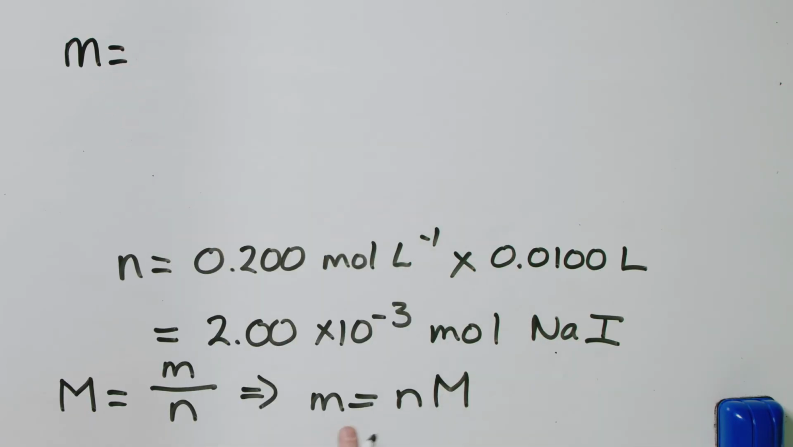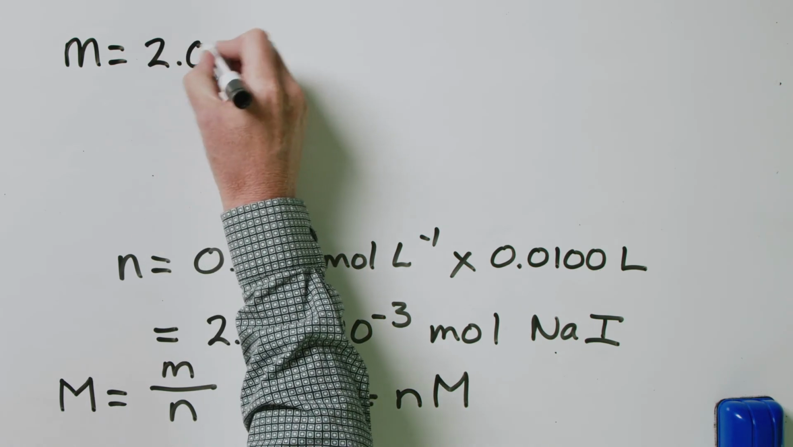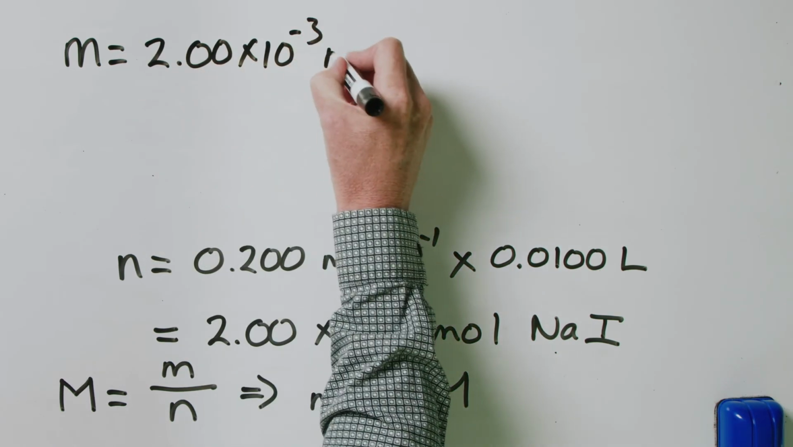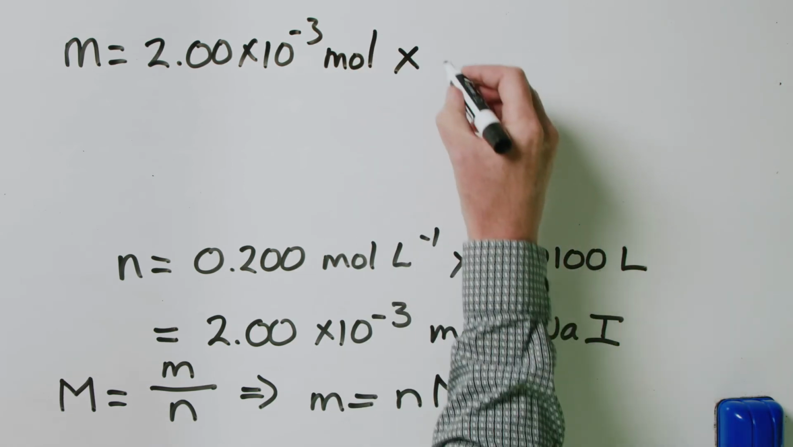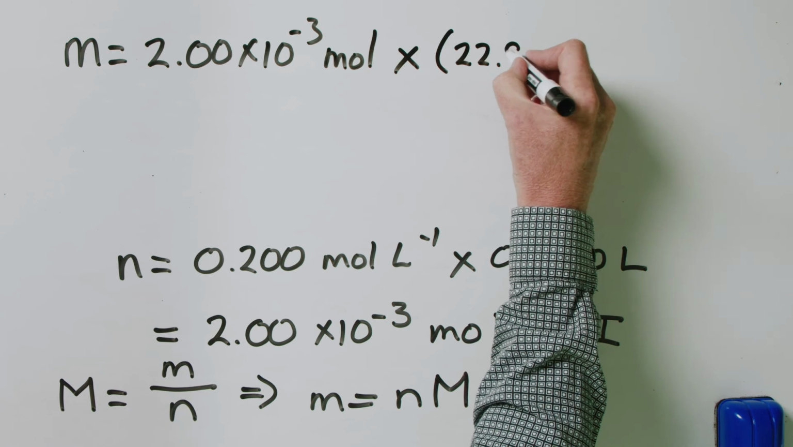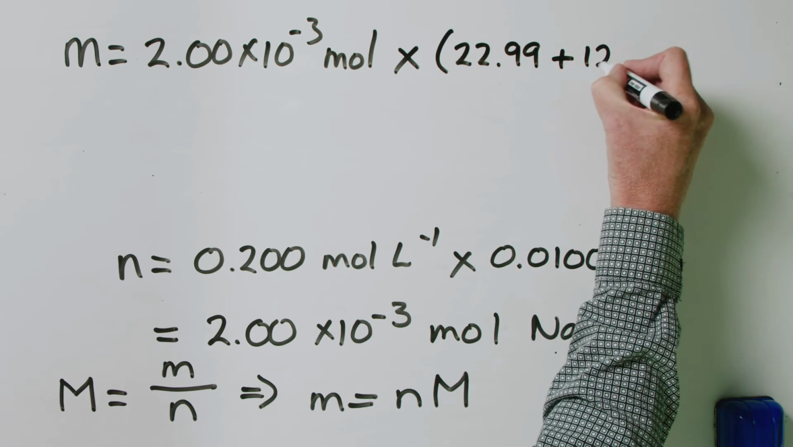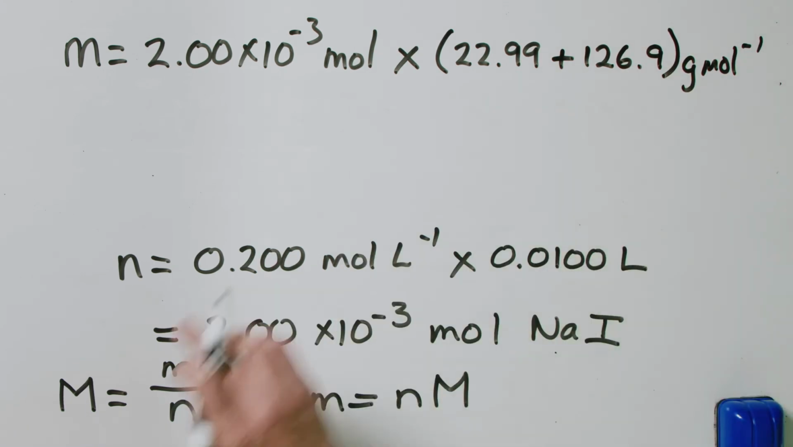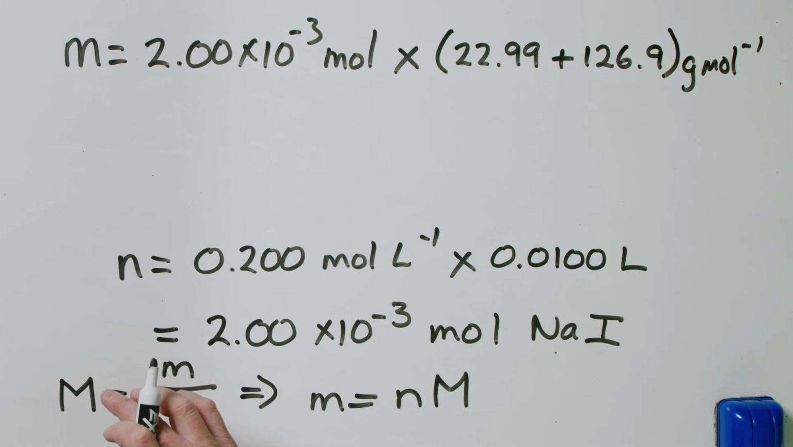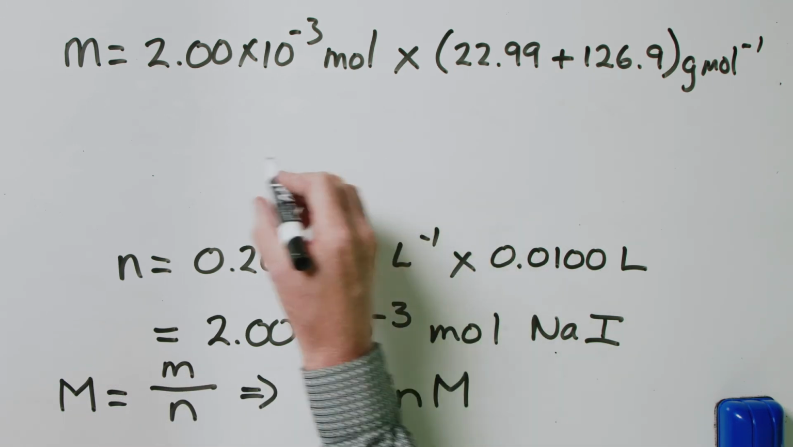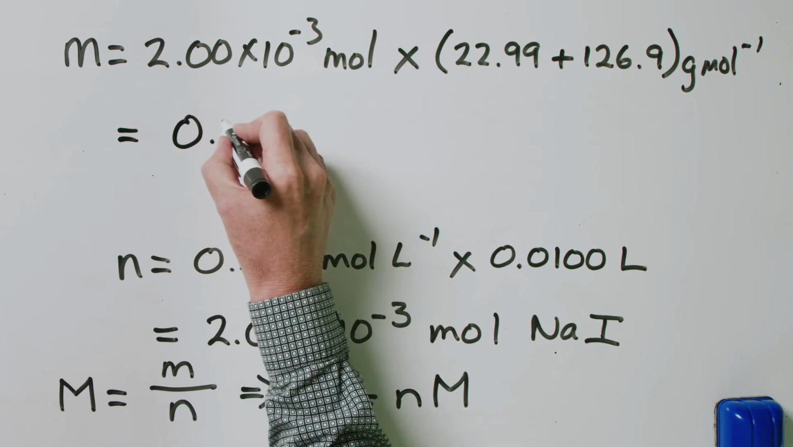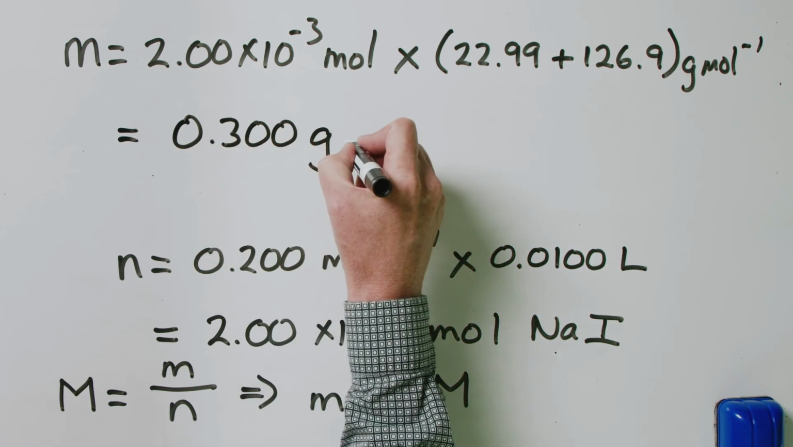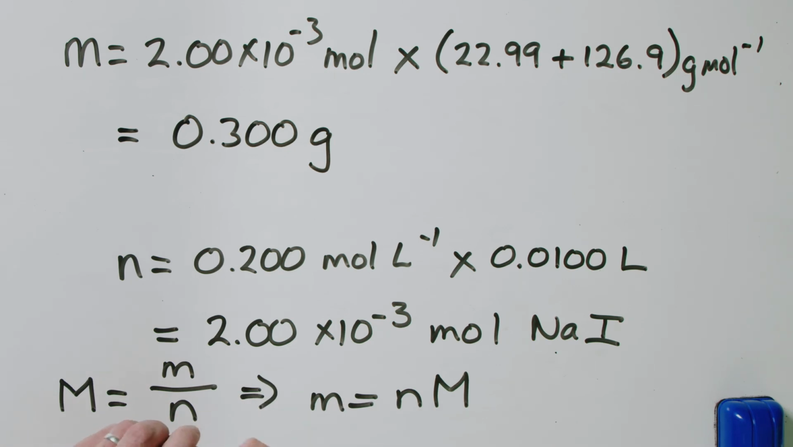We do our calculation, so the mass is equal to the number of moles, which is 2.00 times 10 to the minus 3 mole, multiplied by the molar mass of sodium iodide, which is 22.99 plus 126.9 gram per mole. Again, those numbers coming from the periodic table. And if you do that calculation, it comes out to a nice pleasingly round number of 0.300 grams. So that is the mass of sodium iodide that you're going to have in 10 mL of that particular solution.